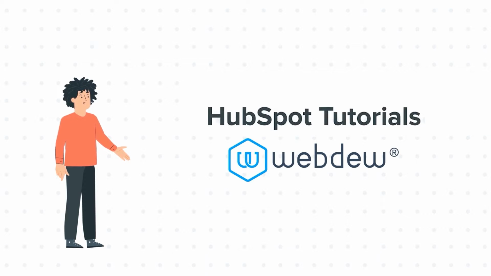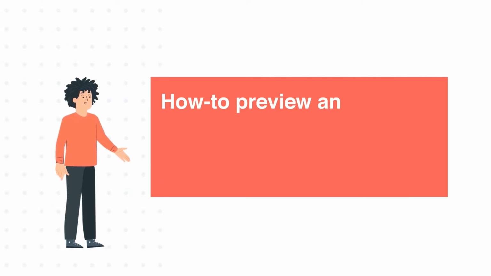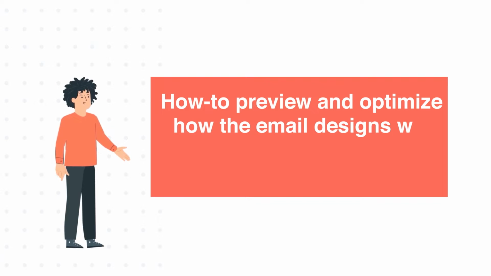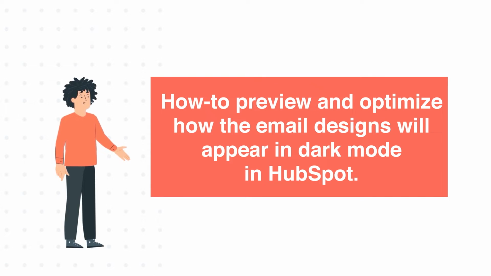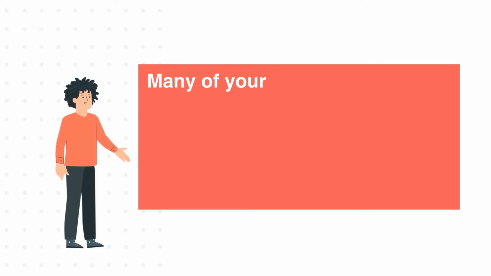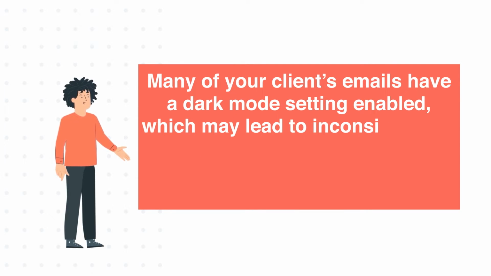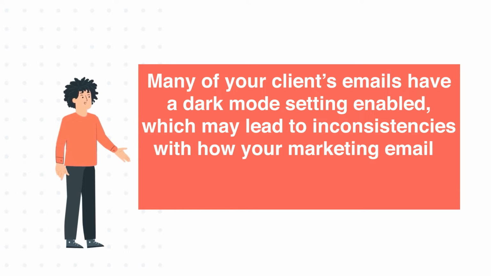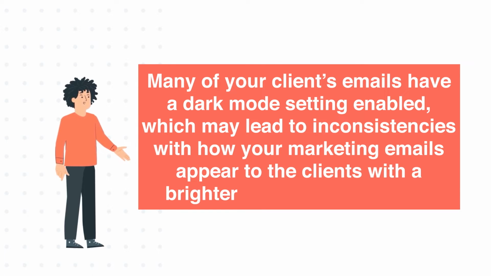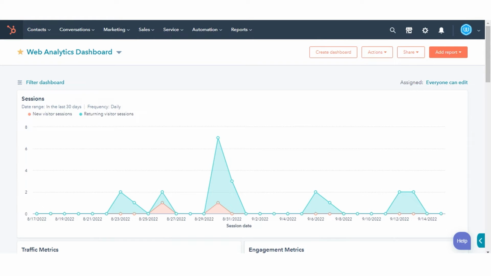And our today's tutorial is how to preview and optimize how the email designs will appear in dark mode in HubSpot. Many of your clients' emails have a dark mode setting enabled, which may lead to inconsistencies with how your marketing emails appear to the clients with a brighter appearance enabled.